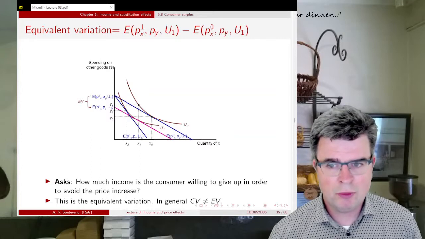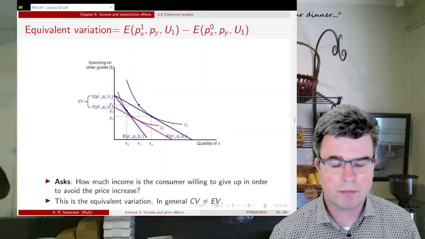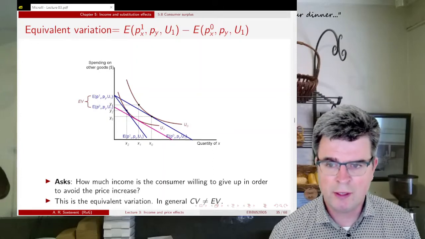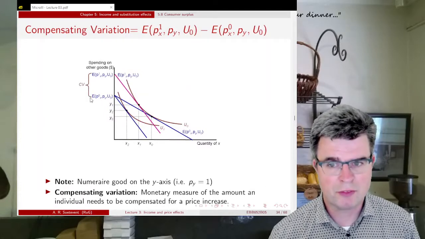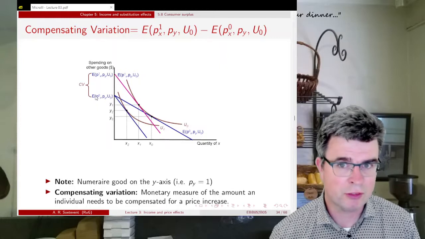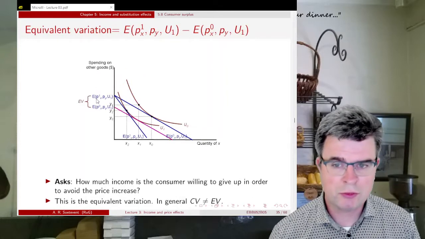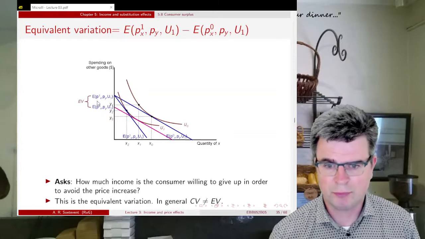And in general, the equivalent variation is different from the compensating variation. So you can see it graphically here. This is the equivalent variation, and the compensating variation shown on the previous slide is larger. It does not necessarily need to be the case that the compensating variation is larger than the equivalent variation, but they are in this specific case, and in general they are not identical to each other.